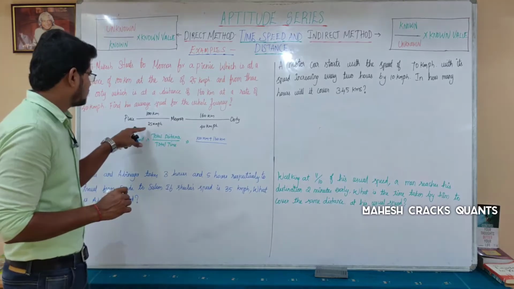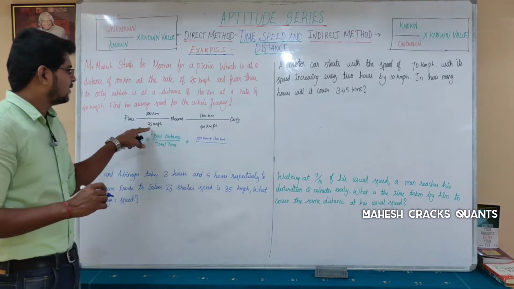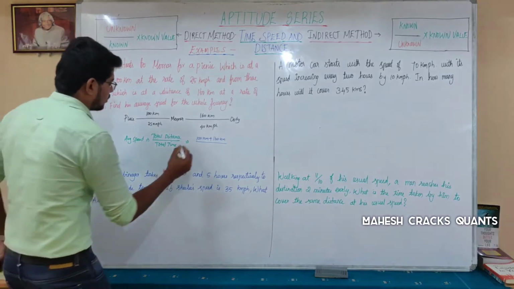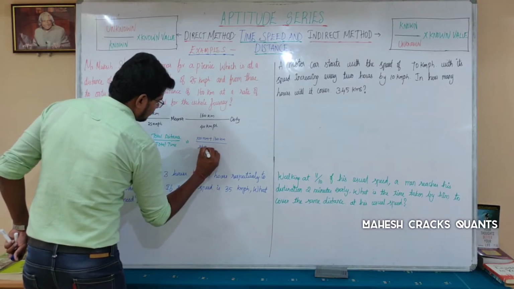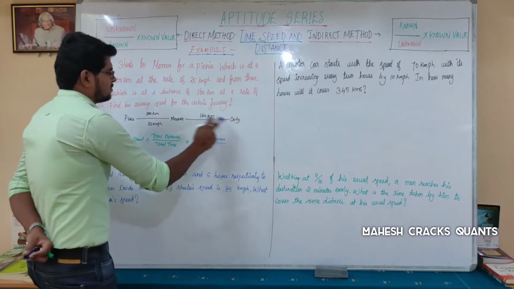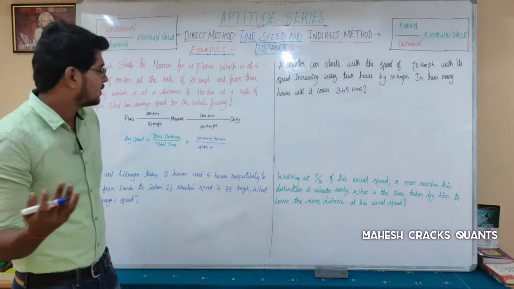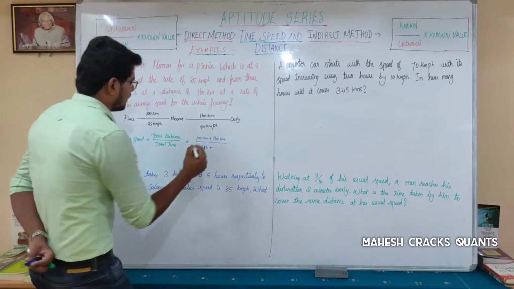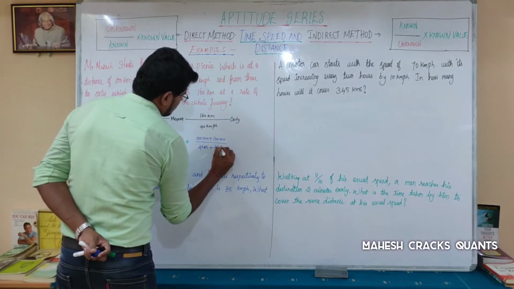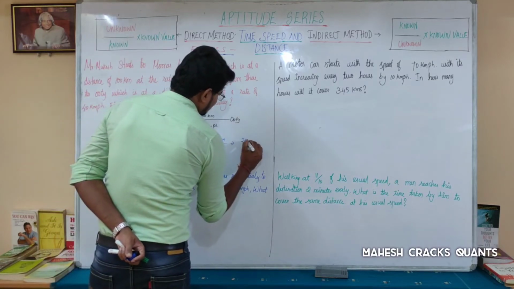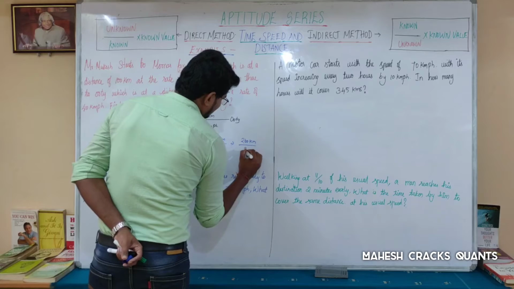First 100 km with the speed of 25 km per hour. 25 km in 1 hour means 100 km in how many hours? 4 hours. And the next speed is 160 km at 40 km per hour. 40 km in 1 hour, 160 km in again 4 hours. So total distance covered is 260 km in 8 hours.